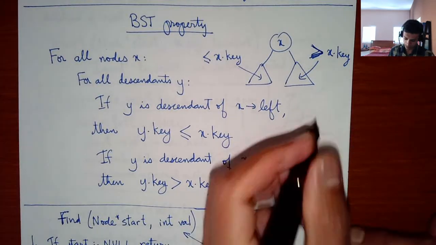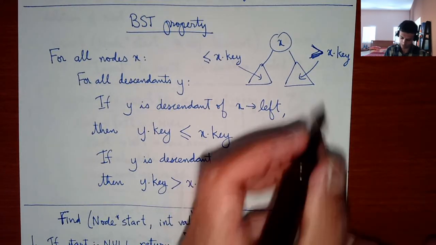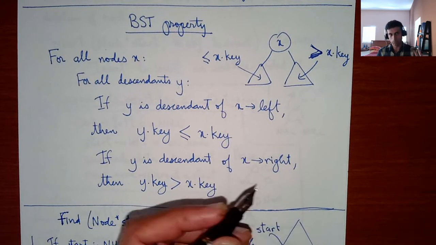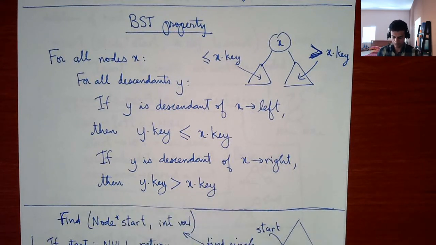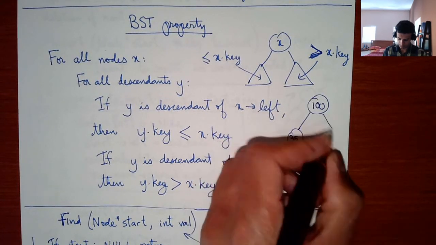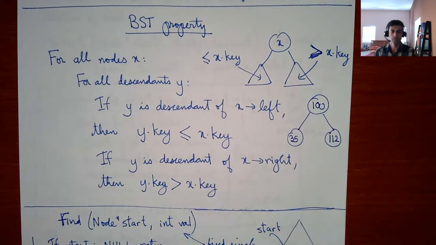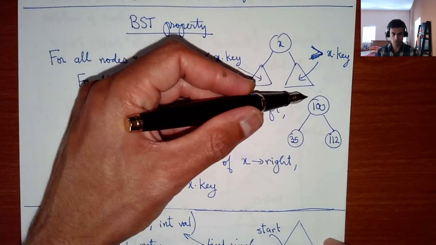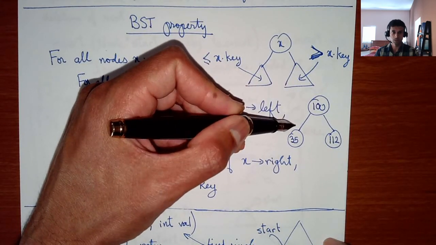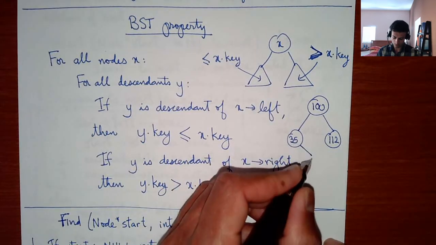No, wait, so you cannot have that, right? If the root was 100, then the right one has to be more than 100. You want to insert 40. Good. So you're going to start here. You're going to go to the left. Then you're going to go there, and then you're going to go to the right. And then you insert 40 here.